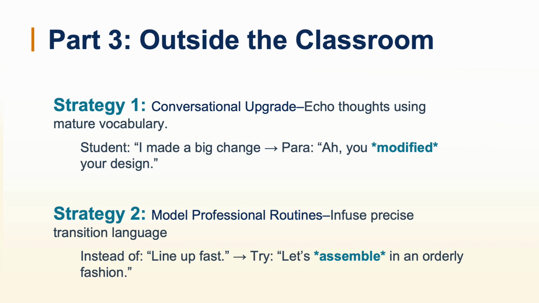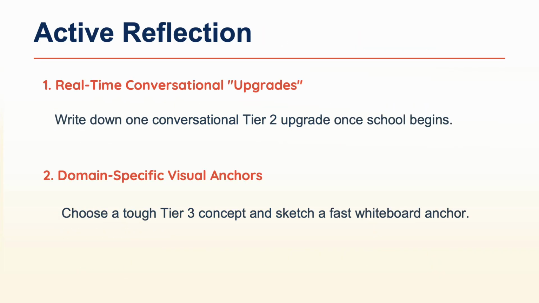As we draw to a close, let's make this asynchronous training instantly actionable for you and your specific environment. On your screen are 2 active reflection prompts. First, real-time conversational upgrades. Write down one casual phrase you hear often from students or a phrase you say yourself. Script the exact Tier 2 academic upgrade you will use with students the next time.